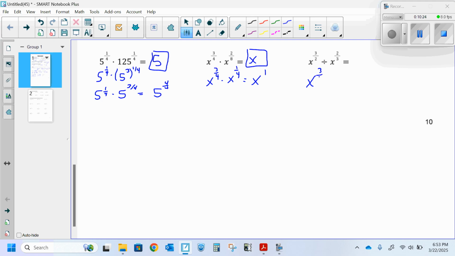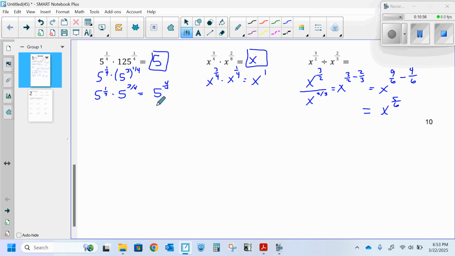X to the 3/2 over x to the 2/3. We are going to subtract those. Oops. X equals 3/2 minus 2/3. We need a common denominator, which is 6. 2 goes into 6 3 times. It's going to be 9. 3 goes into 6 twice. That'll be 4. So we get x to the 5/6.